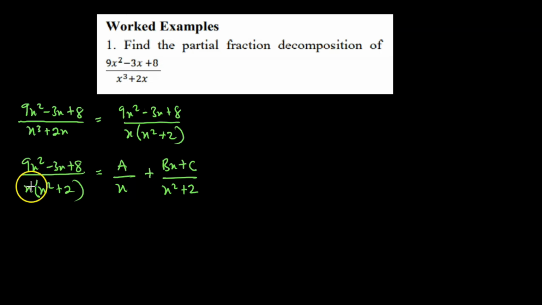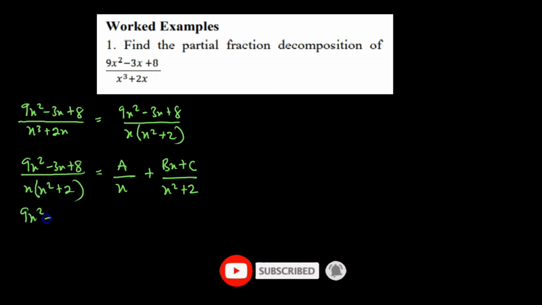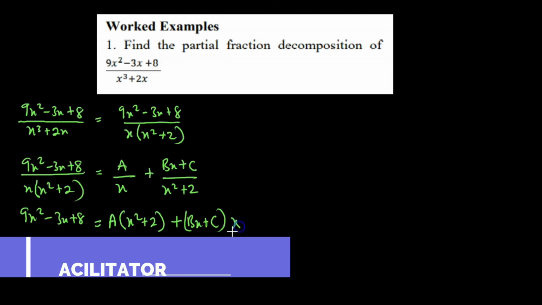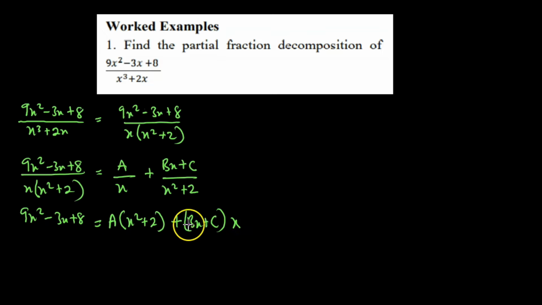So multiplying through by the LCM, which is x into bracket x squared plus 2, I'll be left with 9x squared minus 3x plus 8 equal to multiplying the same LCM by a over x. I'll be left with a into brackets x squared plus 2, then plus bx plus c all on x squared plus 2 being multiplied by the LCM, which is x into bracket x squared plus 2, we are going to be left with bx plus c multiplying the variable x. So this is what we have so far.